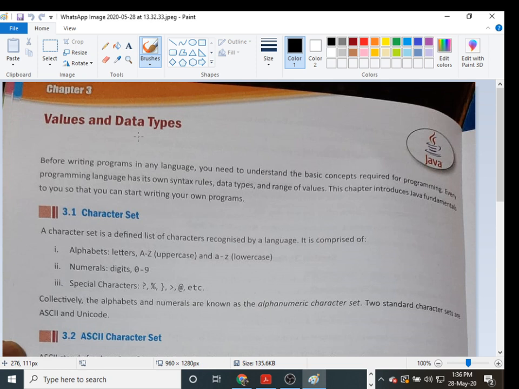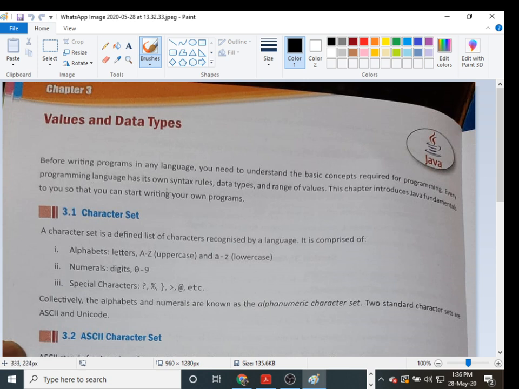So here is what are the values and their data types. Before writing programs in any language, you need to understand the basic concepts required for programming. Means the programming concepts are very necessary to be known before we start writing programs. We should know the basics of our programming.